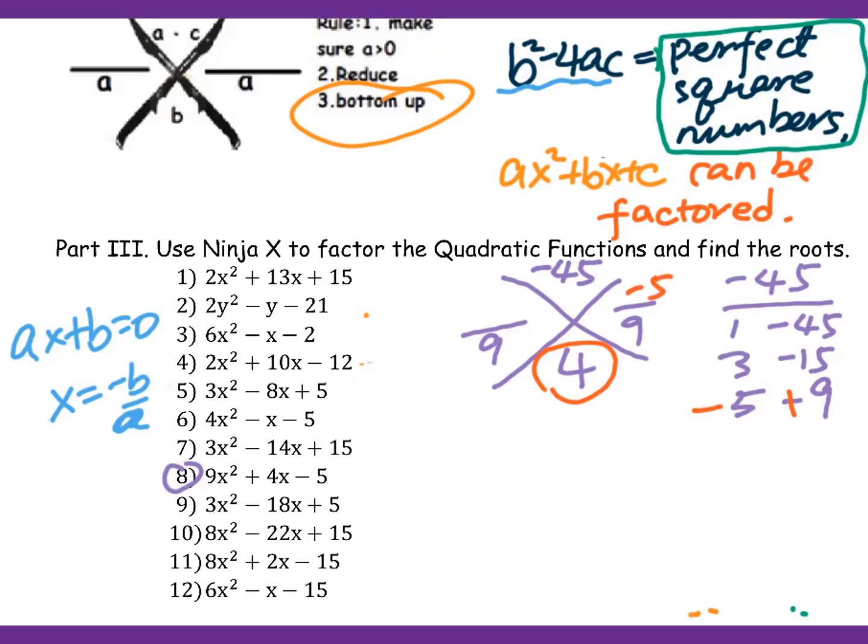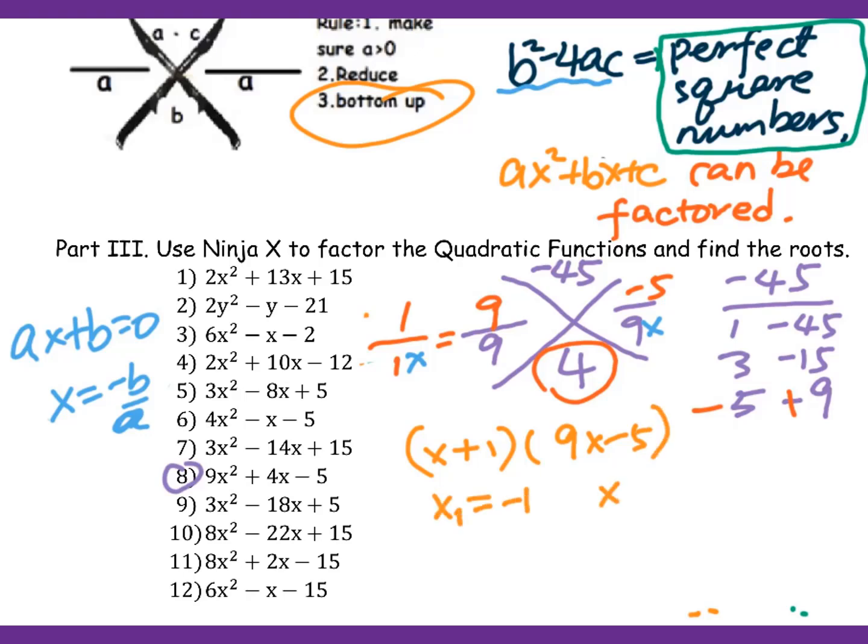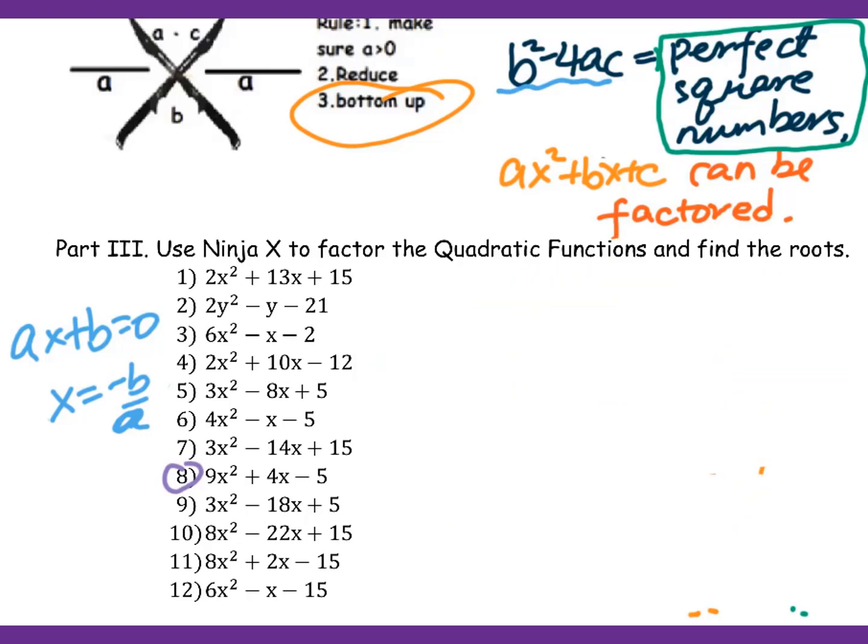Negative 5, positive 9. Then reduce. I will put a variable at the bottom, then bottom up. I got x plus 1 times 9x minus 5. Therefore, x1 equals -1, x2 equals opposite of 5 over 9. That's all. Let's go to number 9.